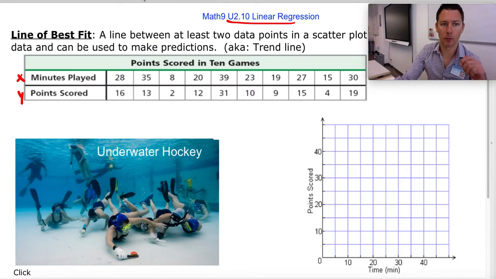We're eventually going to get your calculator to do this, but I'd like you to plot all these points as best you can. I know some of them aren't on the line. Plot them on your graph, and then unpause me. Go.